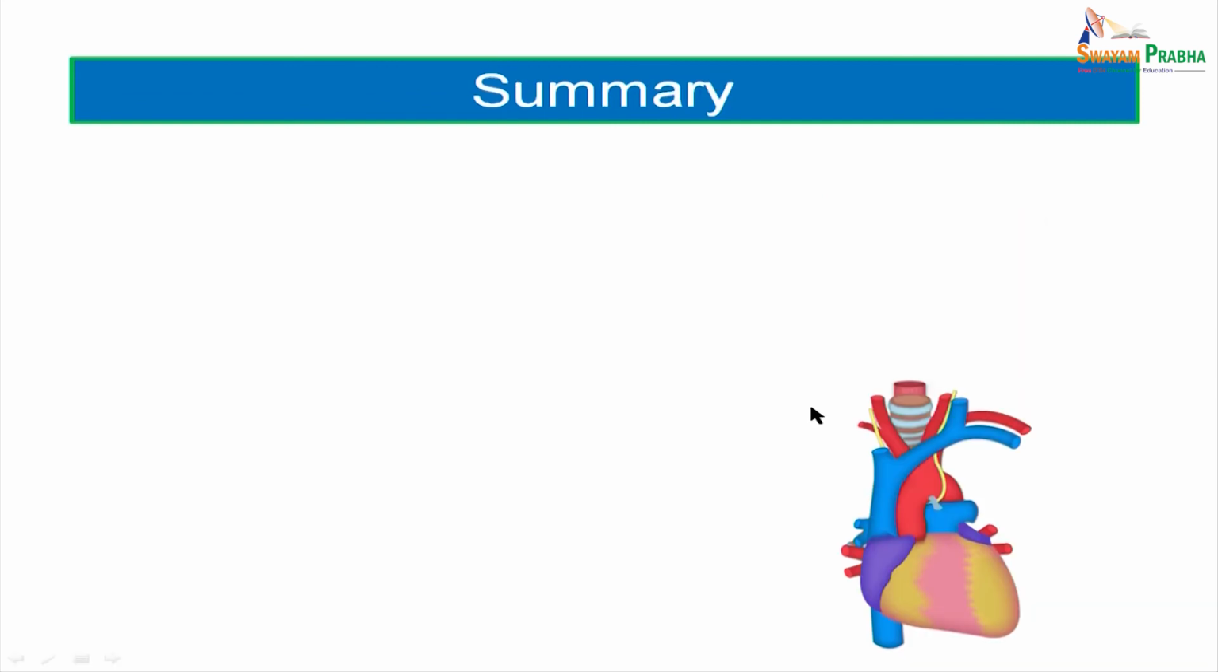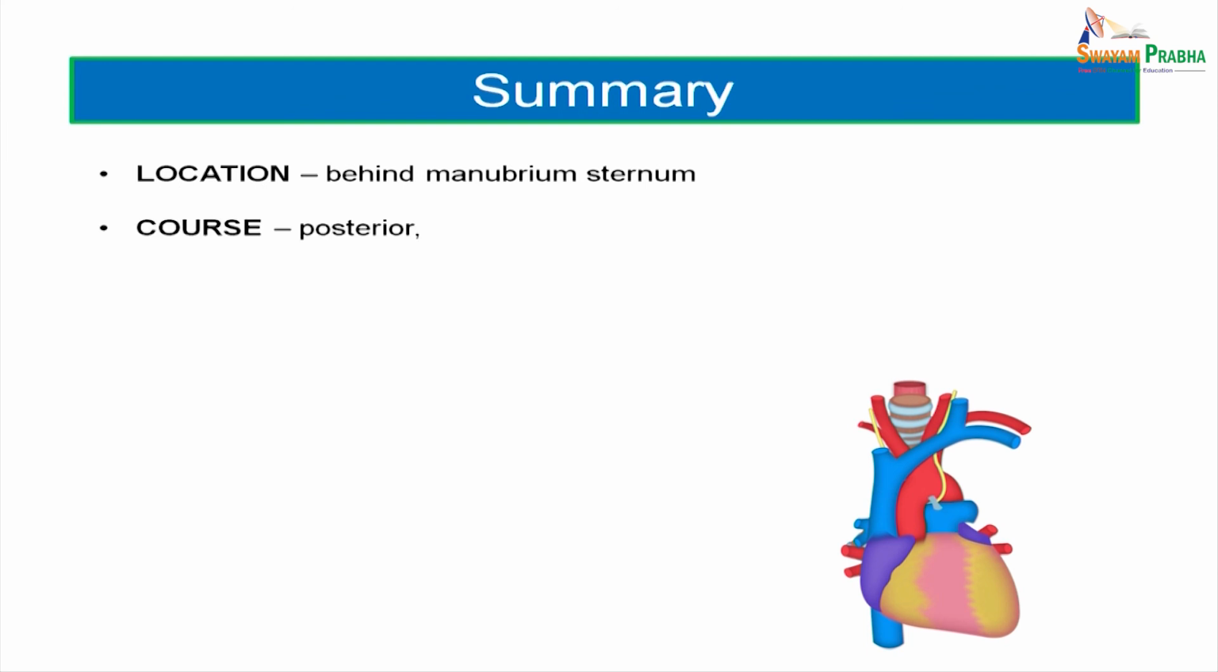So, what are the things which we studied in today's session? We looked at the location, that is behind the manubrium sterni, lower half. The arch, it courses posteriorly, superiorly to the left, and then finally inferiorly. The important relations it bears with the nerves, that is the phrenic, the left vagus, and also the cardiac branches, and the veins and the viscera, which form an intimate relation, also the trachea.